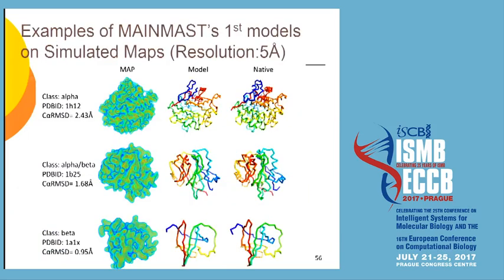These are some examples for simulated EM maps. A simulated EM map is relatively easy to use because there is not much noise in it, and the density of the whole map is kind of uniform. There are no low density regions or high density regions. This is a map, this is a model, this is the native structure, with alpha helical structures and beta structures, and this is the RMSD of the model.